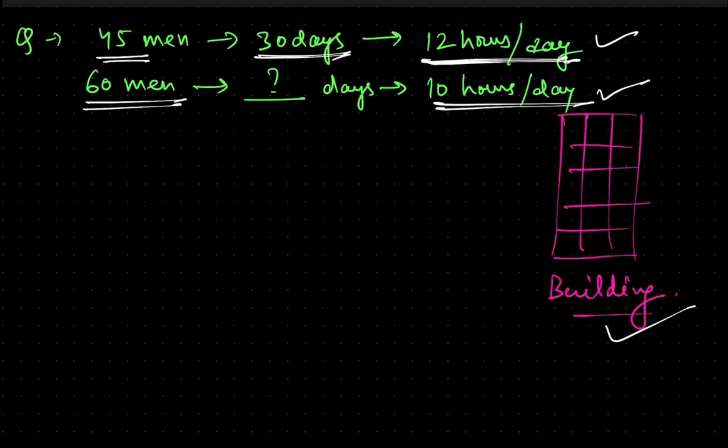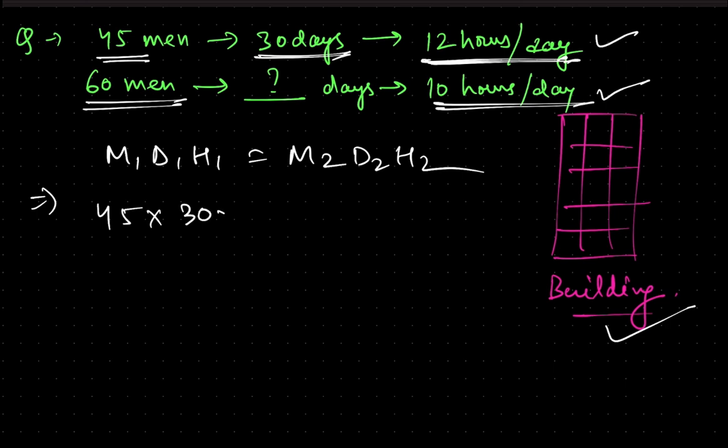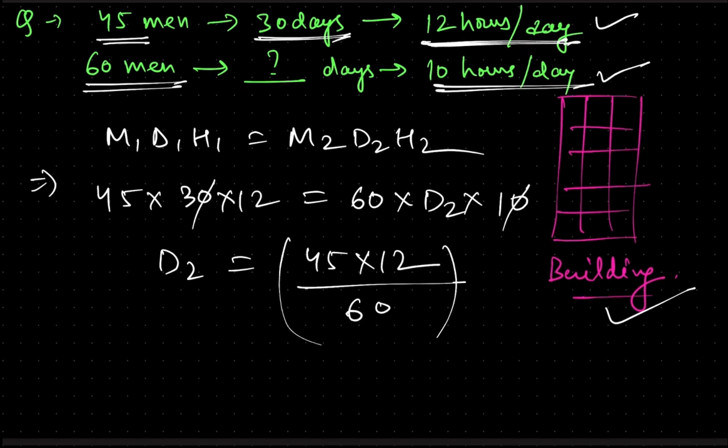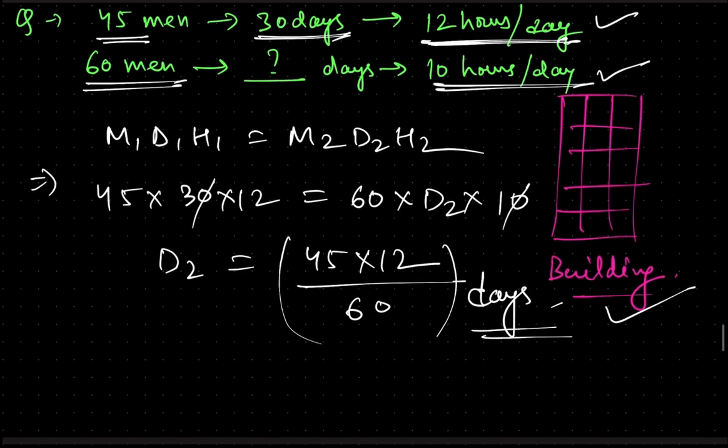This is the question. We have the formula m1 d1 h1 is equal to m2 d2 h2. So we will put the values: 45, 30, 12, and here 60, d2 we don't know, and h2 is 10. So the zeros we will cut. What will be the value of d2? It is 45 into 12 by 60. So we will calculate, and this will be the answer. Let's calculate: 3 4s are 12, 3 3s are 9, so 9 days.